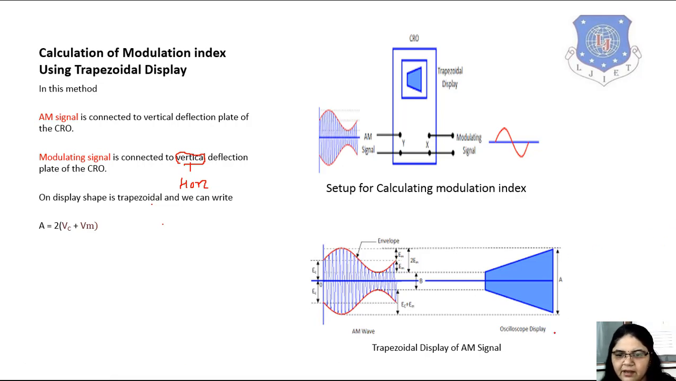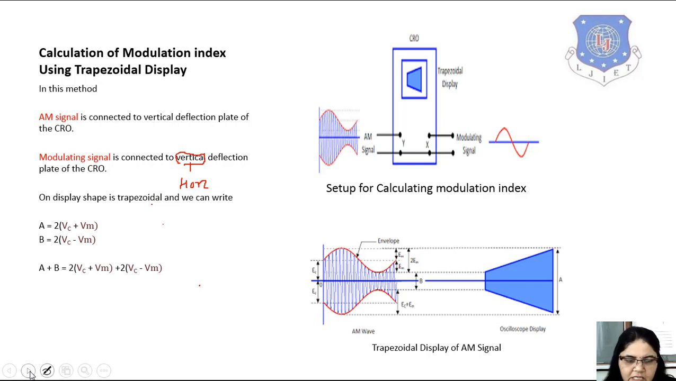The capital A, this value is what? This is the EC, and this value is EM, twice EM. So capital A is equal to twice VC plus VM. Similarly, what is B? The B value is the minimum value. So B is equal to twice VC minus VM.